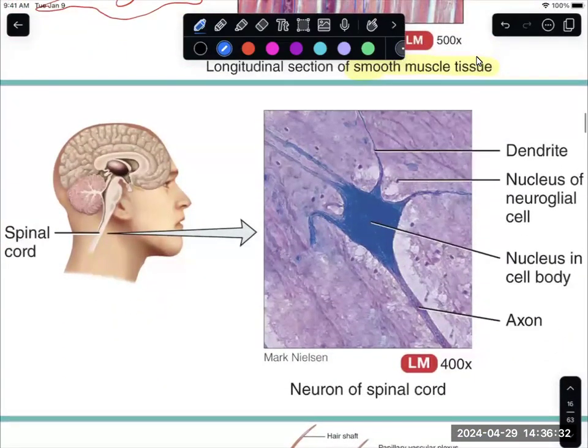Then we have nervous tissue. As far as you need to know, you just need to know that this is nervous tissue. You don't need to know any further than that right now. We'll go into it when we get to the nervous system at the end of this semester.